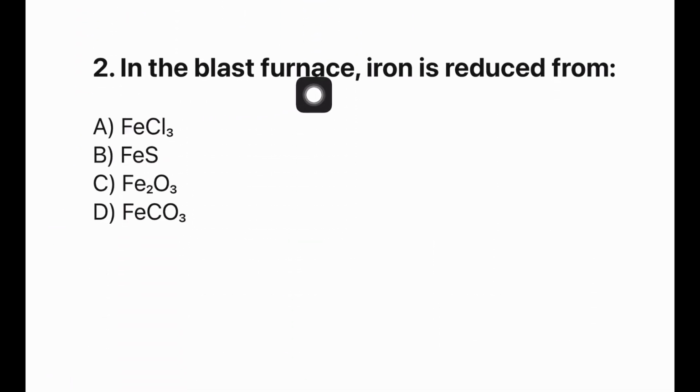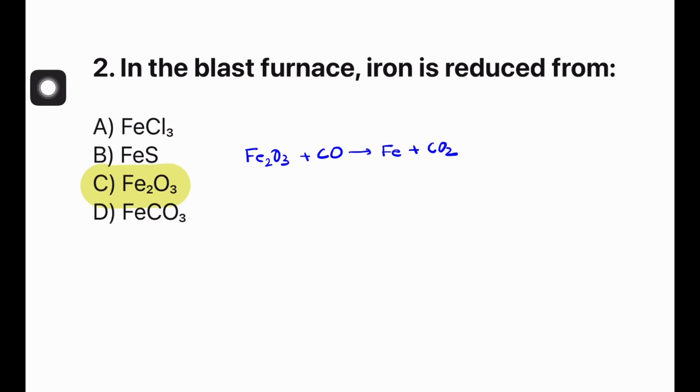In the blast furnace, iron is reduced from what form? So in the blast furnace, basically we use hematite ore, that is Fe2O3, and this is reduced by carbon monoxide, okay, to form iron, and carbon monoxide itself will get oxidized to CO2. So the correct answer should be again Fe2O3, that is C. Next one.